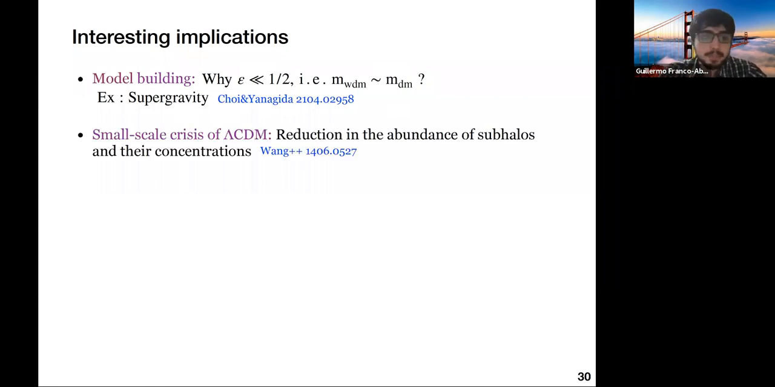This model could also have implications for the so-called small-scale crisis of lambda CDM, because in the past, people were carrying out n-body simulations for this kind of decaying models, and they saw that they lead to a reduction in the abundance of subhalos, as well as the concentrations.